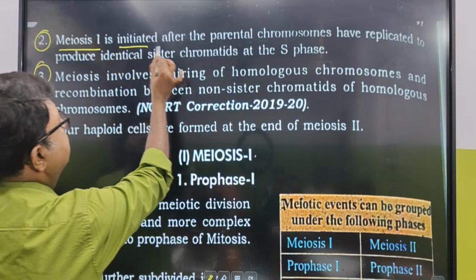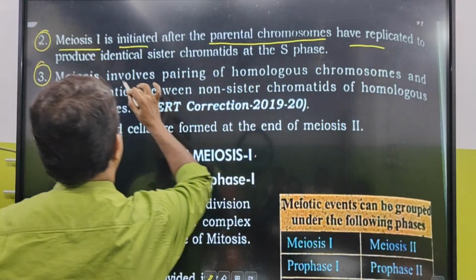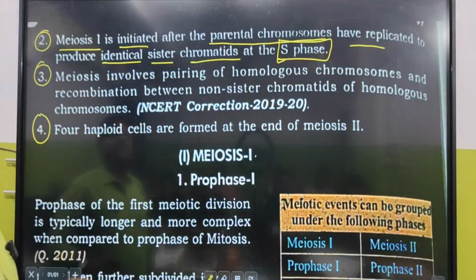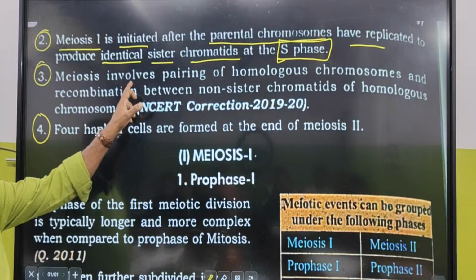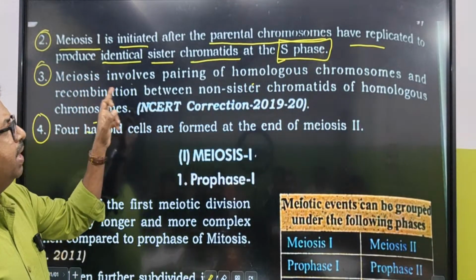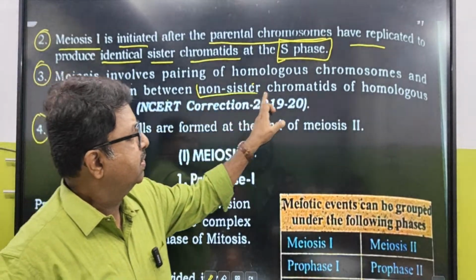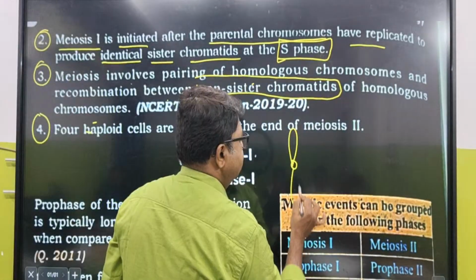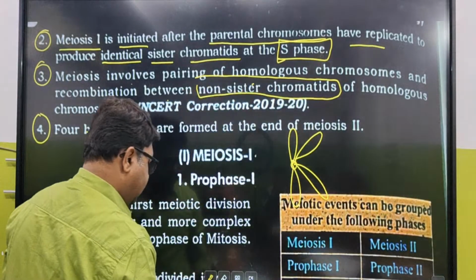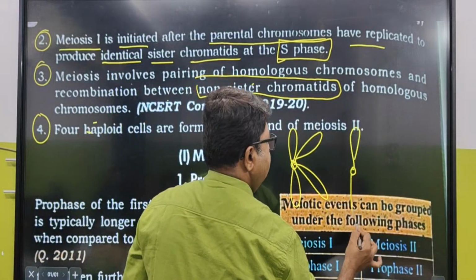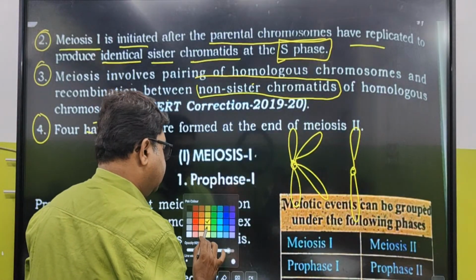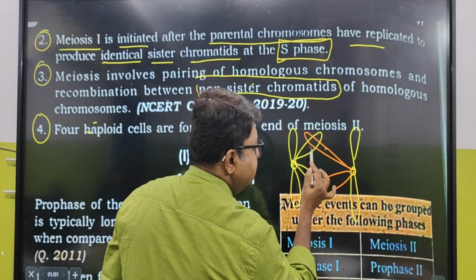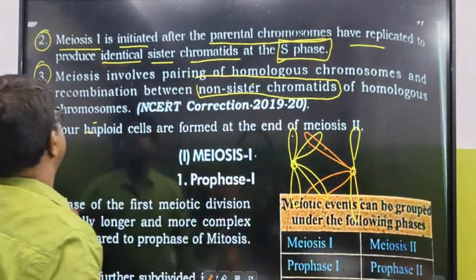Meiosis I is initiated after the parental chromosomes have replicated to produce identical sister chromatids at the S phase. Meiosis involves pairing of homologous chromosomes and recombination between non-sister chromatids of homologous chromosomes. What is non-sister? These are non-sister. Say, for example, this is another one, and the exchange is going to take place between these two. So these two are non-sister chromatids of homologous chromosomes.